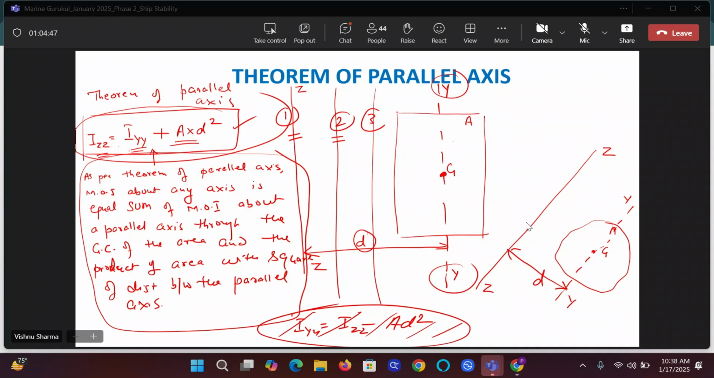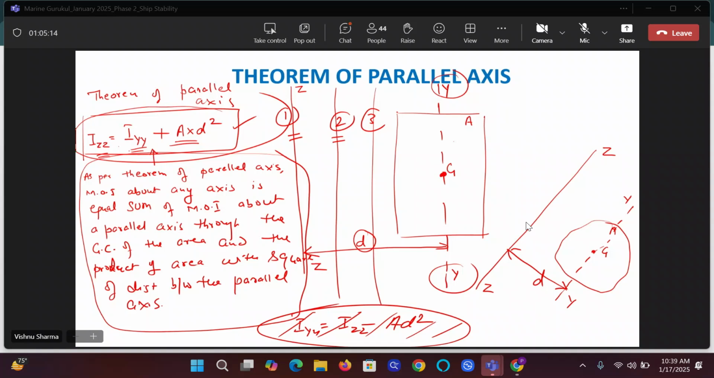For theorem of parallel axis to be applicable, there are 2 criteria to be fulfilled. Number 1, both axes must be parallel to each other. If they are not parallel, then it doesn't apply. Number 2, one of the 2 axes must pass through the geometric center. If none of them pass through the geometric center, you cannot apply theorem of parallel axis between them. Am I clear? Yes, sir.